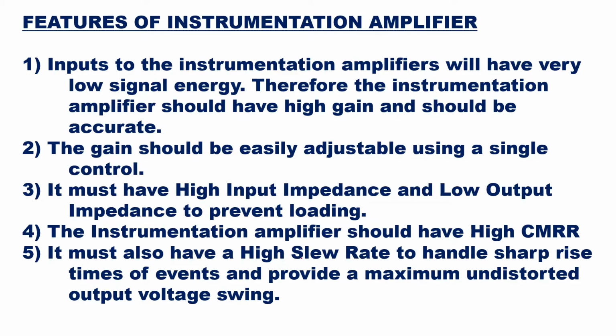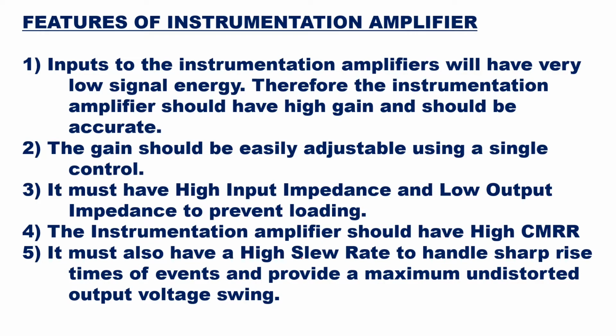Then what are the features an instrumentation amplifier should have? Here we have given around 5 important features. The first one: inputs to the instrumentation amplifier will be very low energy signals, because those are the output from the transducer, and a transducer is a device which converts physical parameters like temperature and pressure into electrical energy. Therefore, the instrumentation amplifier should have very high gain. The gain should be very high and accurate. Accurate means it should amplify only the signal which is important, not the noise.